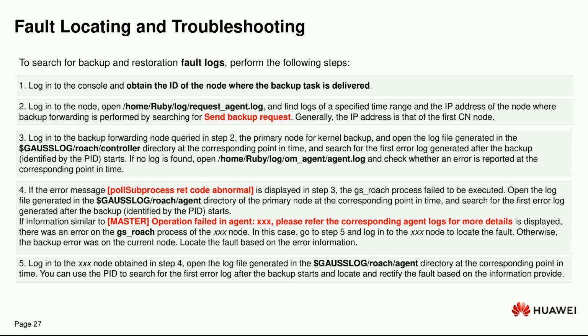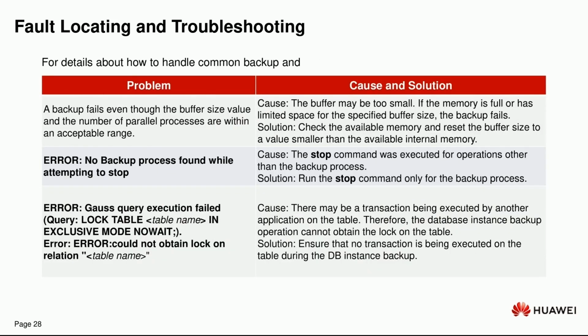Locate the fault based on the error information. At last, log in to the specific node obtained in step 4. Open the log file generated in the Gauss log roach agent directory at the corresponding point in time. You can use the PID to search for the first error log after the backup starts, and locate and rectify the fault based on the information provided. After obtaining required error logs, rectify the fault by following the instructions provided in section 7.2.11 Troubleshooting in Administrator Guide.